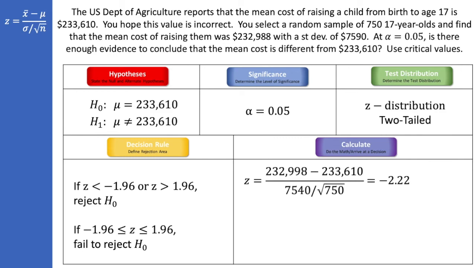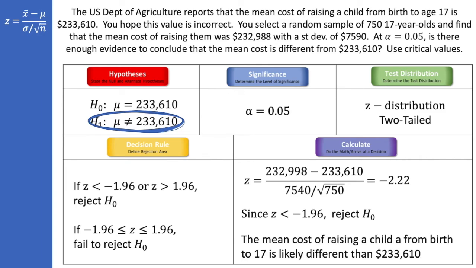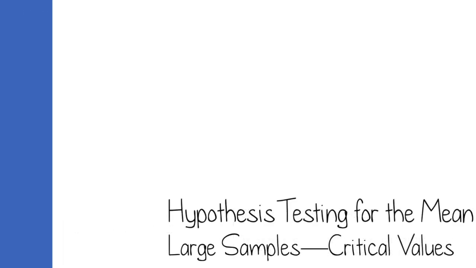Plug it all into our formula and we get a z-value of negative 2.22. That's less than negative 1.96, so we reject the null, which means that the mean cost of raising a child from birth to 17 is likely different than $233,610. So that's a different approach to hypothesis testing for the mean. Instead of p-values, we're using critical values.